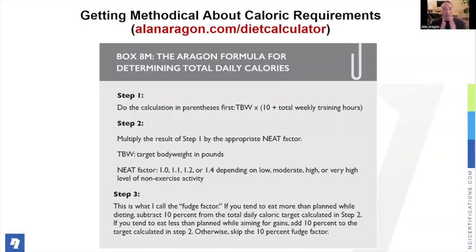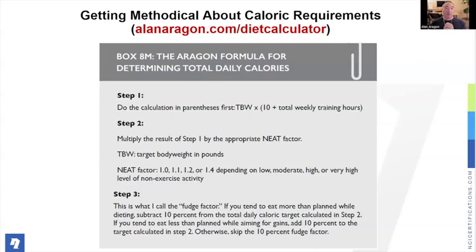It goes like this. Take your target body weight in pounds, and then add up your average training hours per week. I'm talking both cardio training and resistance training. The formal cardio, not necessarily casual, non-exercise activity, just formal, vigorous cardio. Add that to your average resistance training hours per week. Add that to the number 10. Then take that sum and multiply it by your target body weight in pounds. And that's essentially how you get a rough estimate of your total daily calorie need.